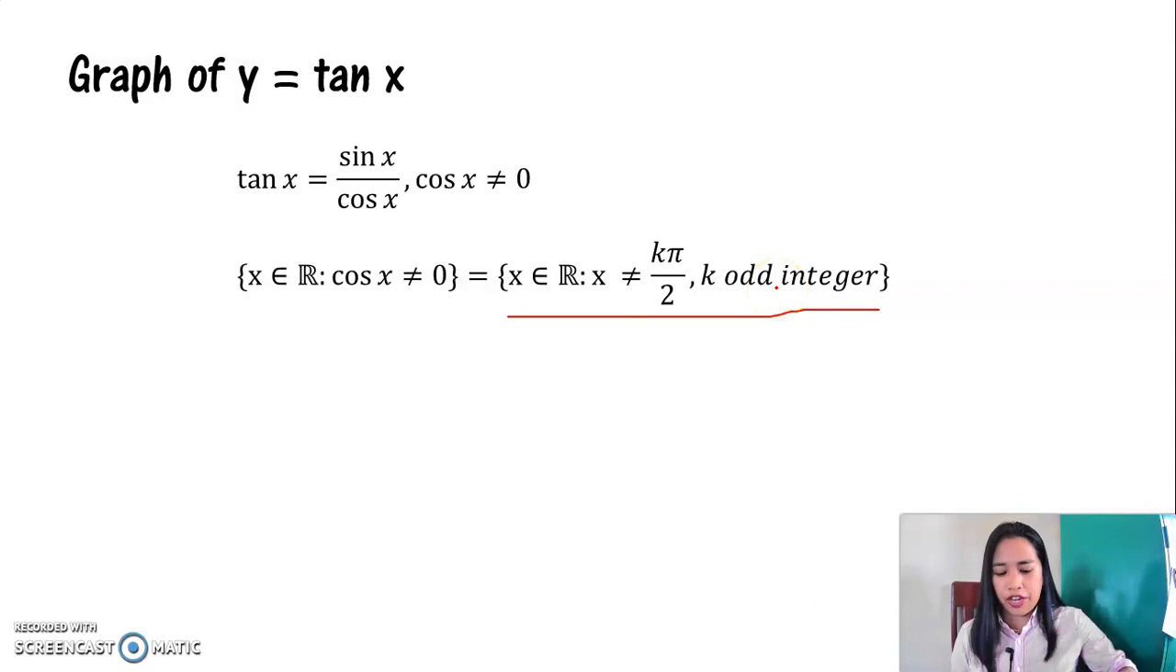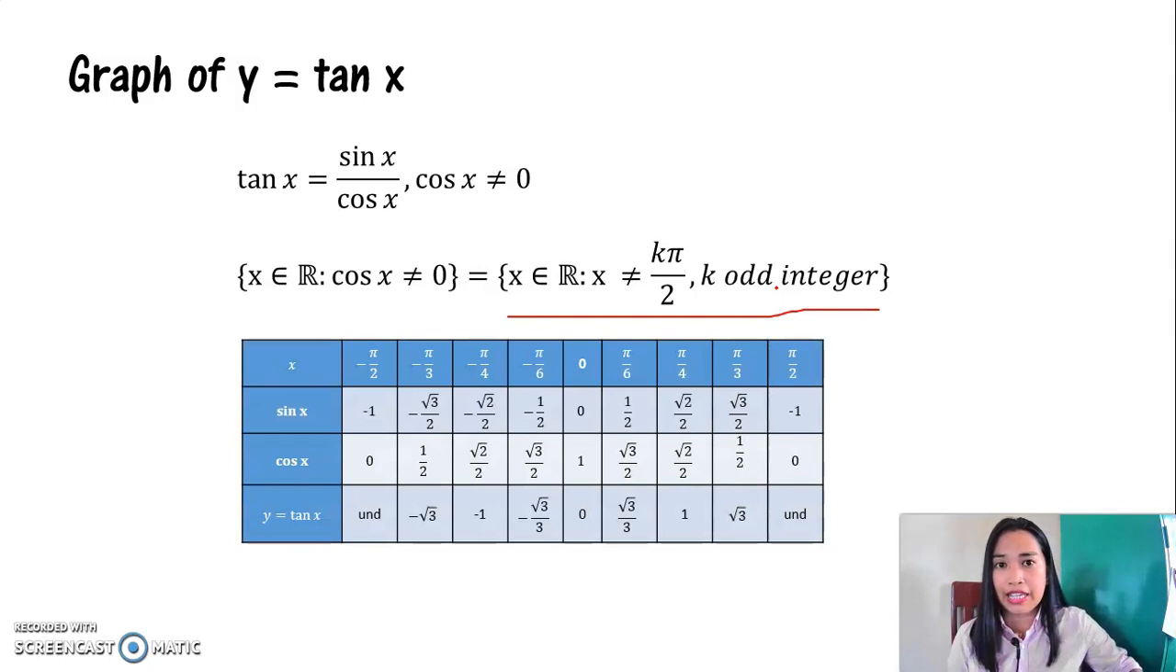So let us start graphing tangent x by considering first its table of values. We can see here the values of x, negative pi over 2 and pi over 2. These are the values where y is equal to tangent x is undefined. This is also composed of one period, or one cycle, of tangent x. To see how we obtained the values of y is equal to tangent x, we divide sine x by cosine x. So we have negative 1 divided by 0. That's why it is undefined.